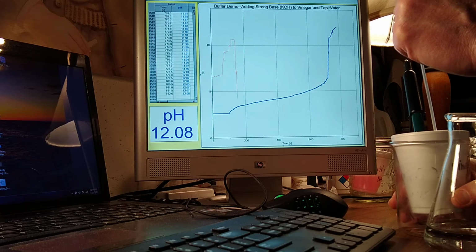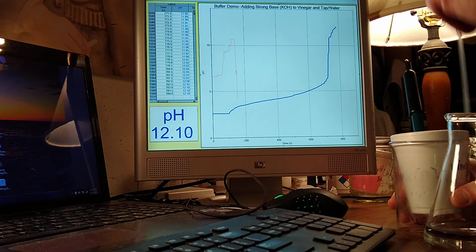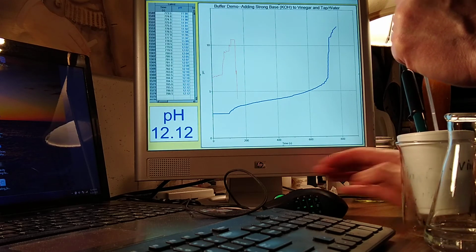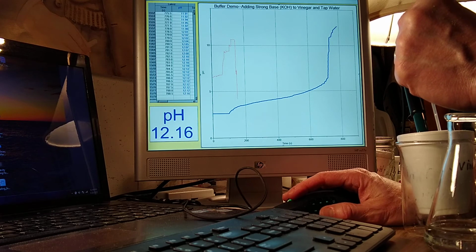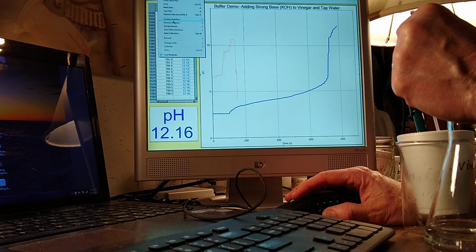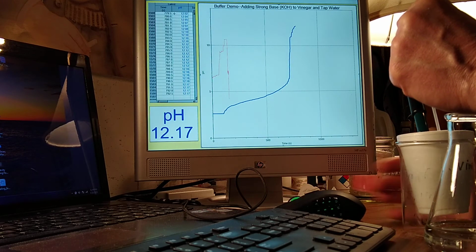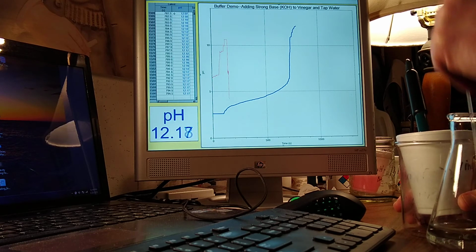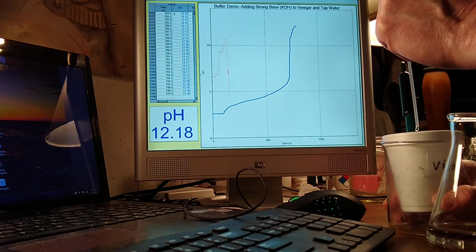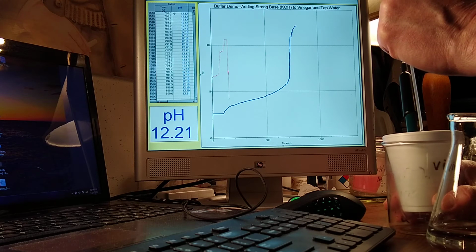I'm at pH 12. Let's just keep adding some and see what happens. I'm going to extend the time here. Hopefully it'll let me do that. Extend collection. Good. It's letting me do that. Let's keep swirling. Adding.